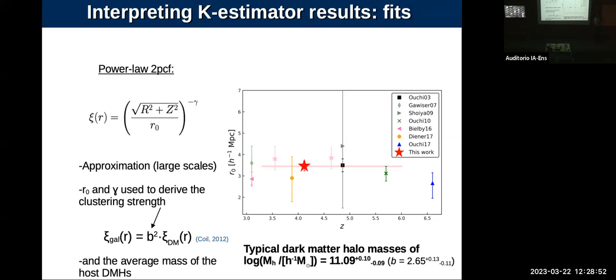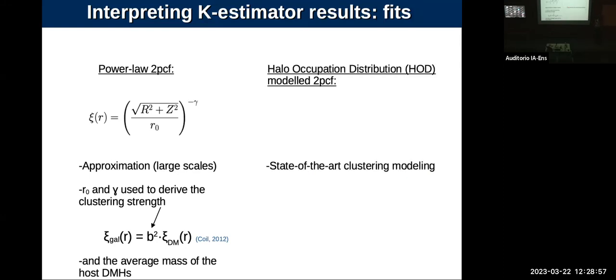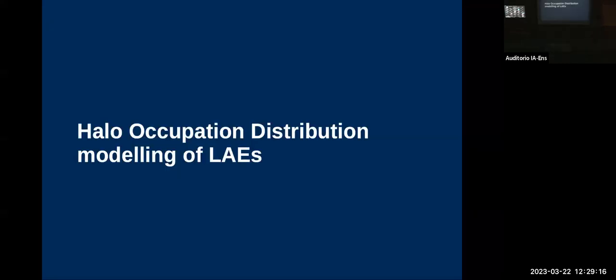As I said, this is based on assuming that the correlation function follows a power law, but this is not the state of the art. This is not how people do these kinds of things right now. The usual way that is now thought to be the best way of modeling a clustering signal is by using halo occupation distribution models, or HOD models from now on. So let me just tell you a bit more about these models.